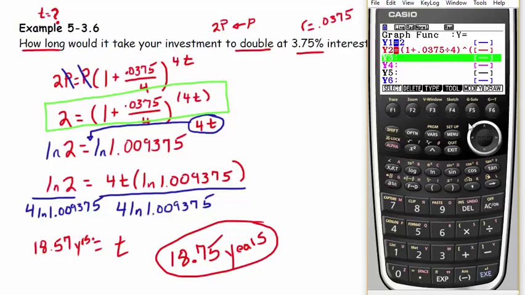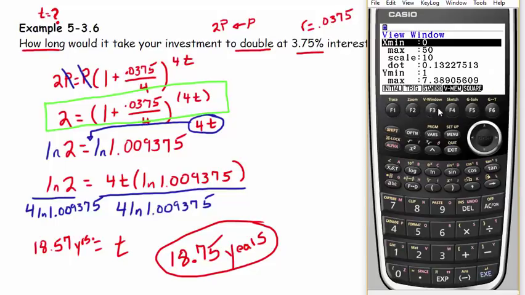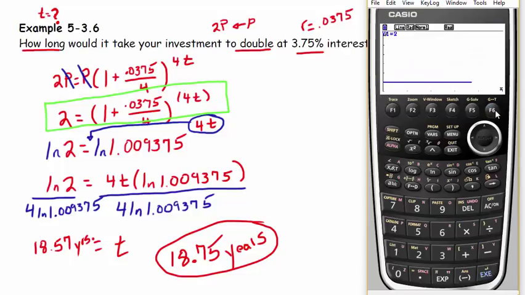Alright, I think my window is still 0 to 50 years as it was before. I do a zoom auto, but I can already pretty much see what's going on here. And to find the point at which these are equal is where they intersect. And we again get 18.57, but realizing that I'm paid discretely, I'm going to have to wait until that next pay period, which would be 18.75.